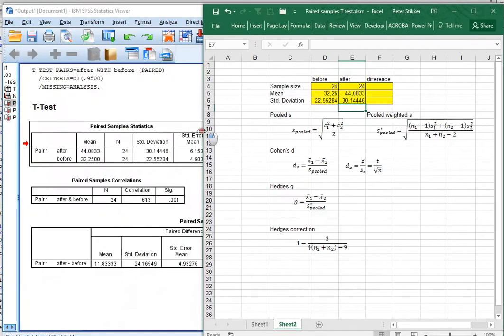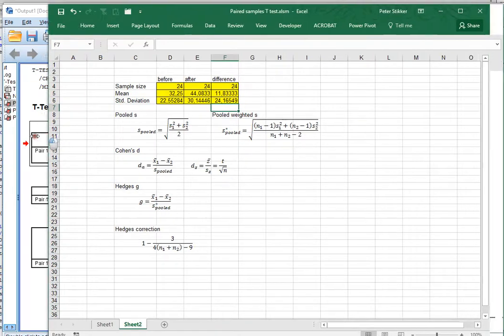One other one that I will actually need is the mean and the standard deviation of the difference. There were 24 pairs that were used. I can see that up here in the paired samples correlations, and the mean and the standard deviation from the test result, the mean was 11.83333 and the standard deviation was 24.16549. Okay, that's all the information I needed from SPSS.